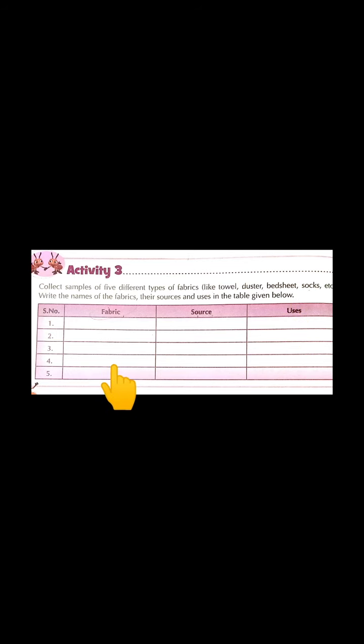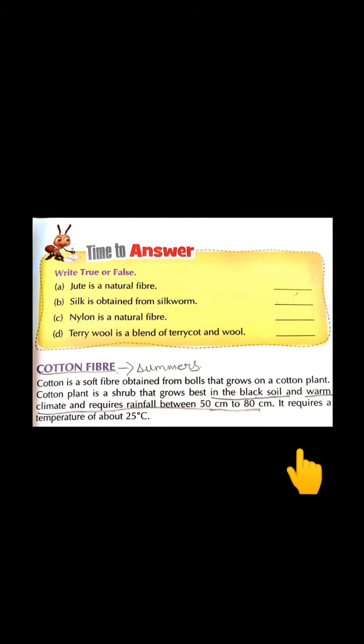In the first column you have to write the names of different fabrics you have taken. Then in the next column you have to write the sources, whether it is made up from natural fibers or artificially created. And in the third column you have to write the uses of fabrics. This activity will be done by you.